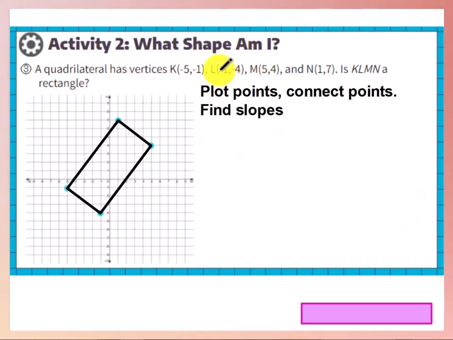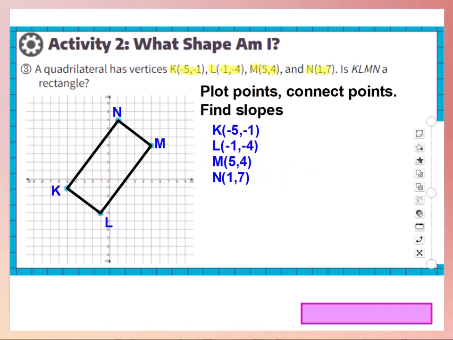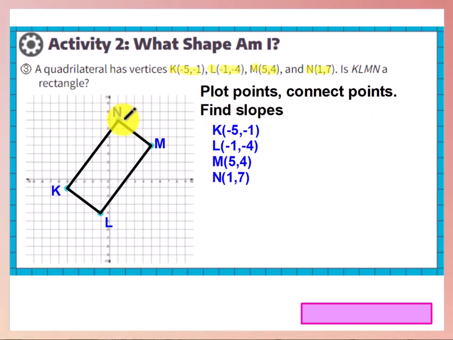Activity 2, we have a quadrilateral KLMN, and we're given the coordinates -5, -1, -1, -4, 5, 4, and 1, 7. So what we need to do is first of all draw it. We can do the same thing that we did earlier, which is use the Pythagorean theorem, or you can use the distance formula. Let's use the Pythagorean theorem here.